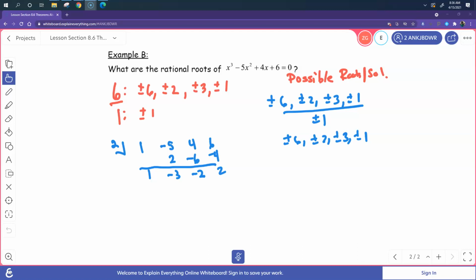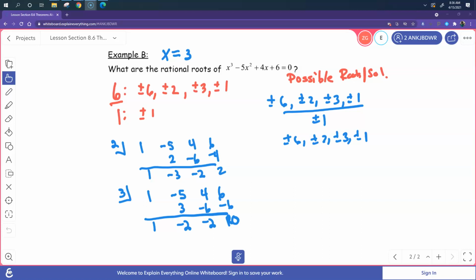Let's try 3. 1, negative 5, 4, 6. Bring down the 1. 3 times 1 is 3. Negative 5 plus 3 is negative 2. 3 times negative 2 is negative 6. 4 plus negative 6 is negative 2. 3 times negative 2 is negative 6. 6 minus 6 is 0. So the remainder is 0. So that is an answer. So I'm going to write x equals 3 as an answer.